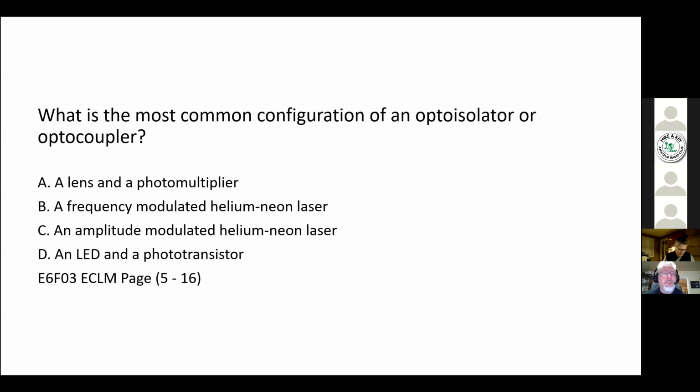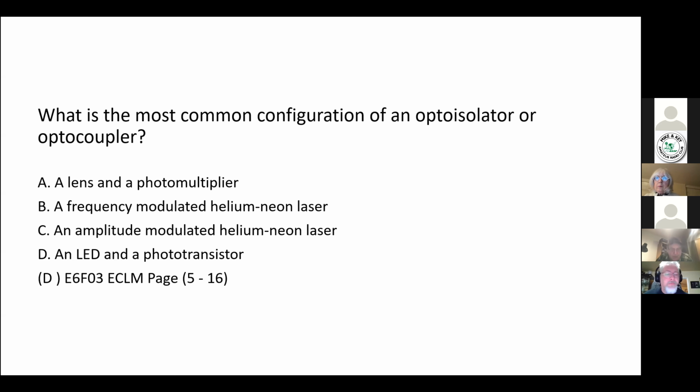What is the most common configuration of an optoisolator or optocoupler? A. A lens and a photomultiplier. B. A frequency modulated helium neon laser. Or C. An amplitude modulated helium neon laser. Or D. An LED and a phototransistor. Delta. Delta is correct.